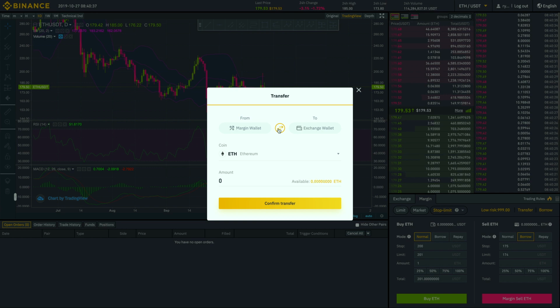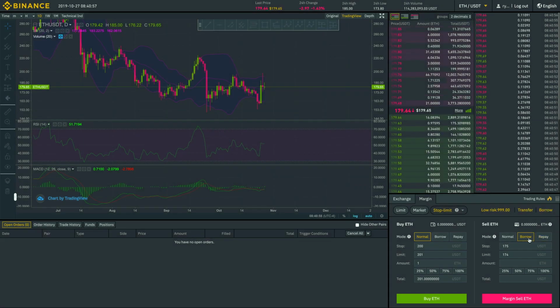So for example, I want to send all of it, right? Let's just say I want to send all this to my margin wallet. That means I can use this amount as collateral to borrow. I can borrow other crypto. So that's what that means. You can borrow to sell, or you can borrow to buy. So let's just say you want to borrow USDT. You want to borrow $100 USDT because you think the price is going to go up, and then you put in a buy order, and then it goes up, and you make more money.